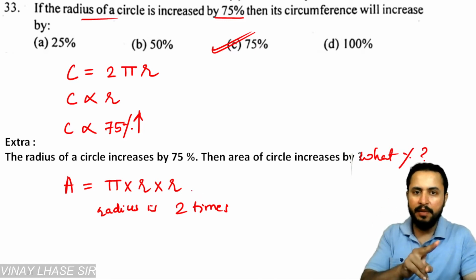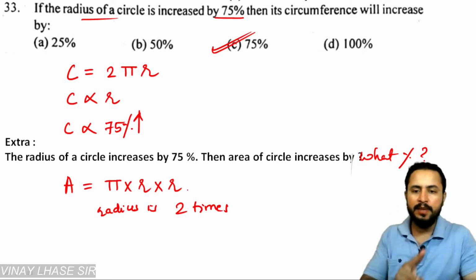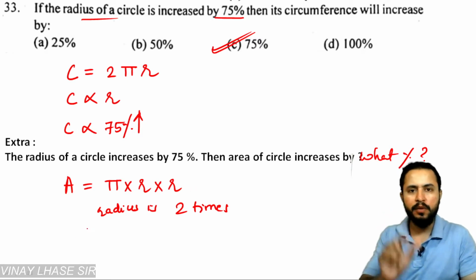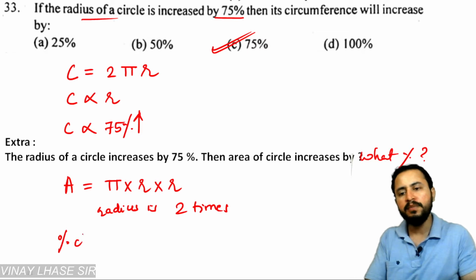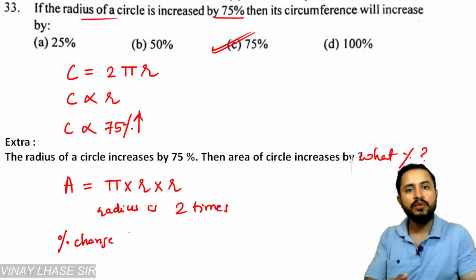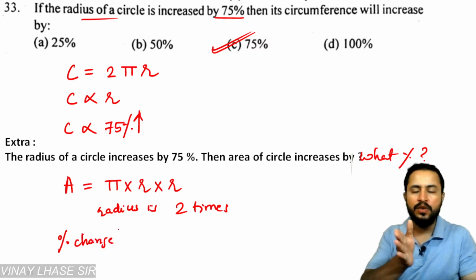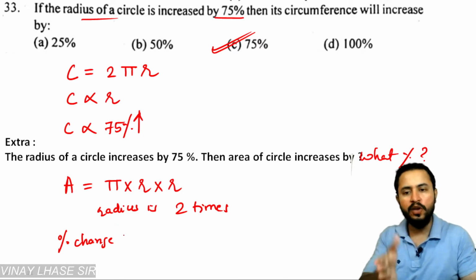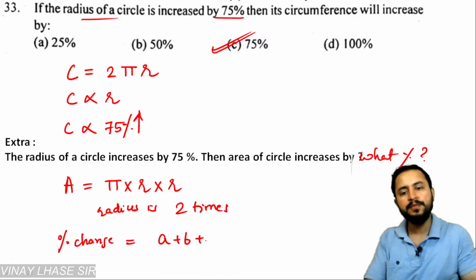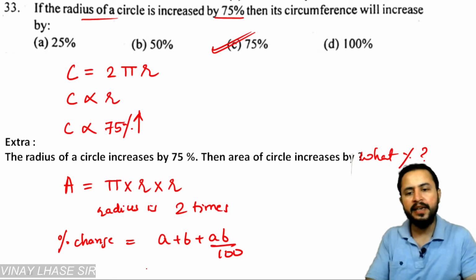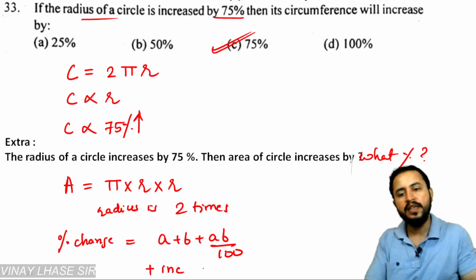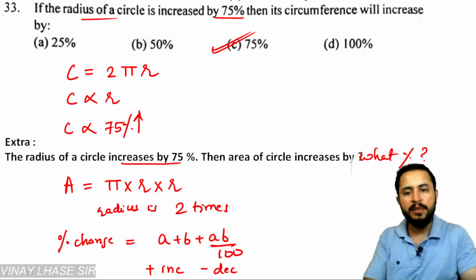75% and again 75%. So what you can do for this type of questions, especially you can use one formula. Okay, percentage change formula, simple formula. Here you can use in the case of rectangles, squares, even you can use for other figures also, while circle also. Percentage change is equal to A plus B plus AB upon 100. This is the formula. Where plus sign you use for increase, minus in case of decrease. But presently the question is increase by 75%. The value is increased by 75%.